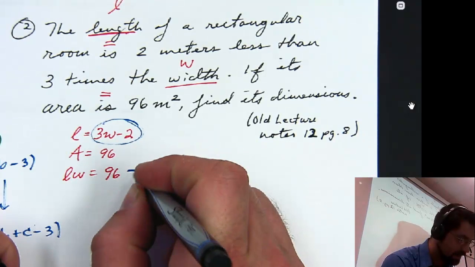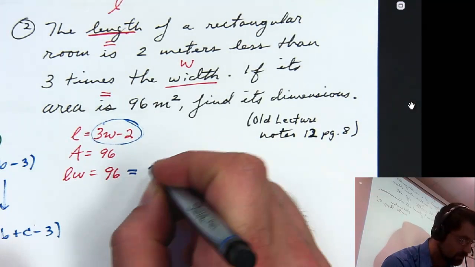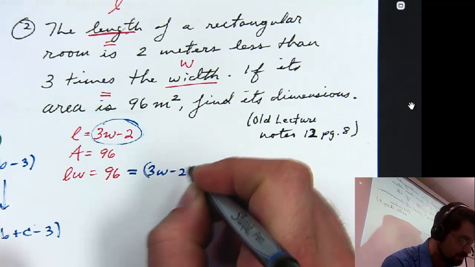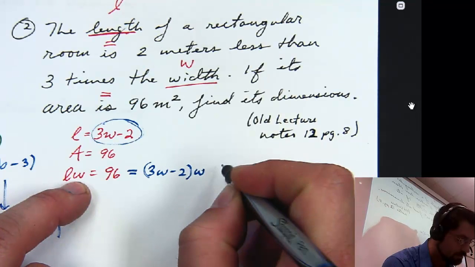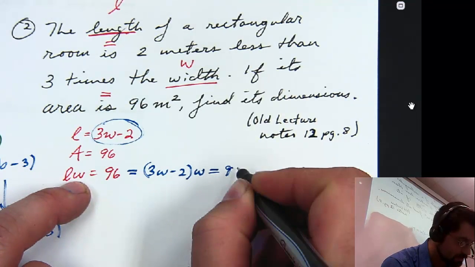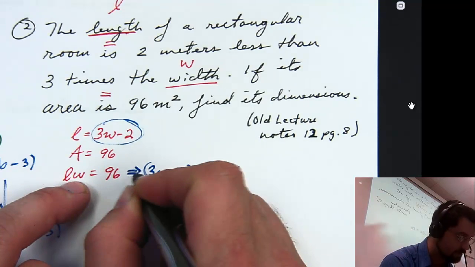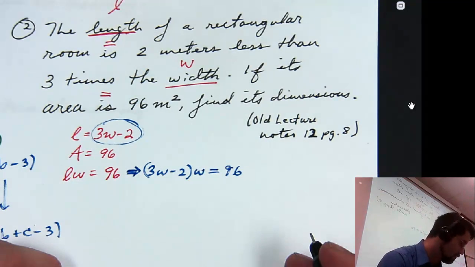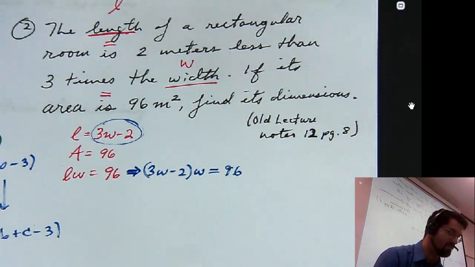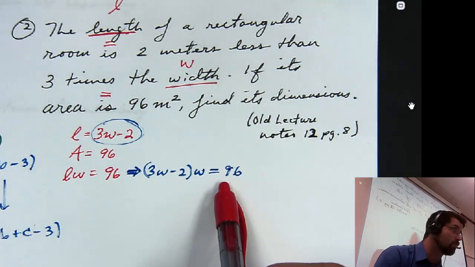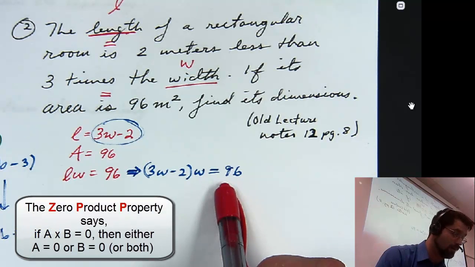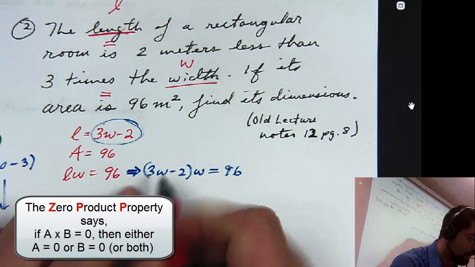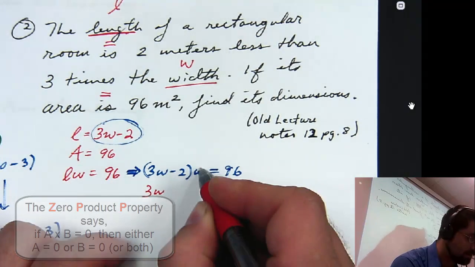So actually, let me do it on this side. L gets replaced with 3W minus 2. So 3W minus 2 times W will be 96. I'll just put a little arrow there. And that's by substitution. Well, there's no such thing as a 96 factor property, right? What there is a zero, or a zero product property, right? A ZPP. So I need to square or distribute this out.